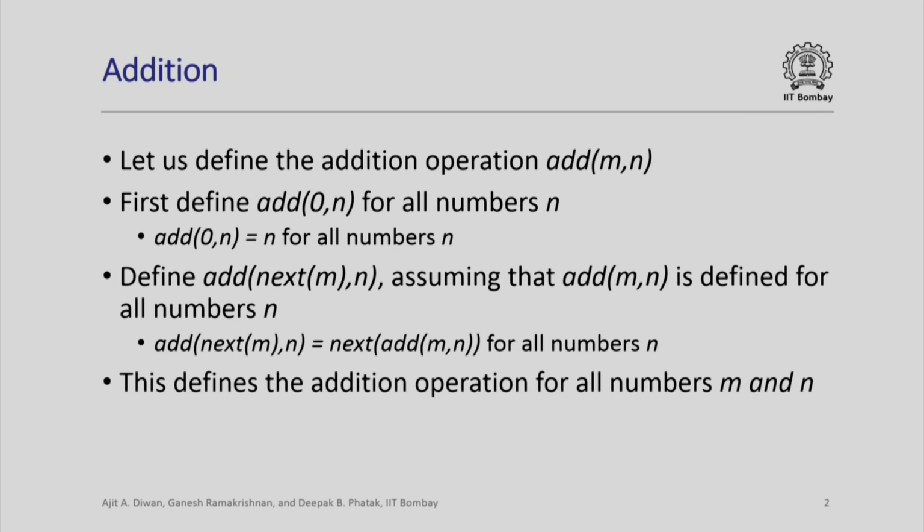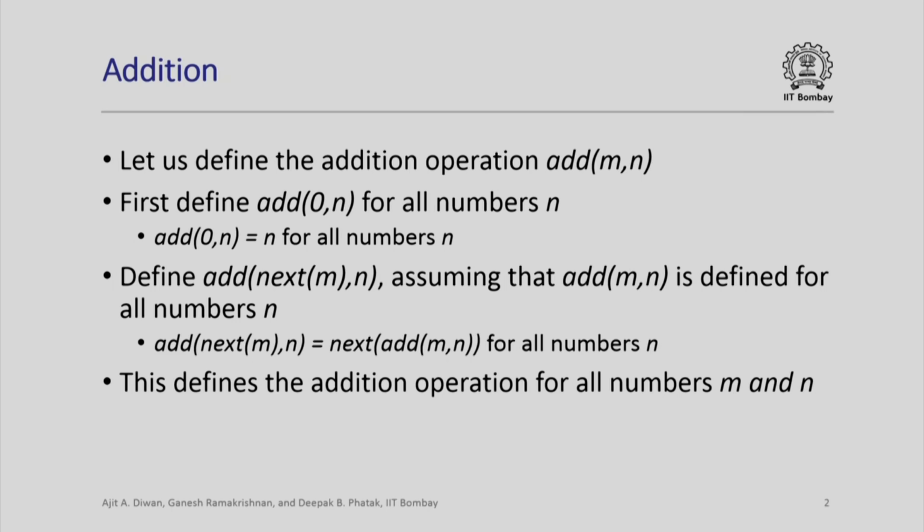We define that assuming that add of m comma n is defined, for all numbers n. And this is easy to see. Add of next m comma n is the next of add of m comma n for all numbers n. Informally we know that next m is m plus 1. So, adding m plus 1 to n is like adding m to n and then adding 1 to that. So, that is what this is saying. It says that to add m plus 1 to n, we add m to n and add 1 to it. But the formal specification of that is add of next m comma n is next of add of m comma n for any number n.